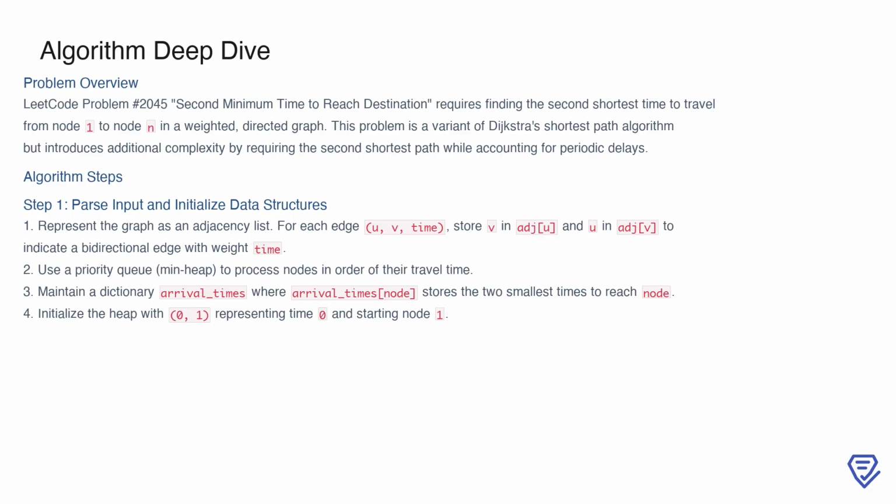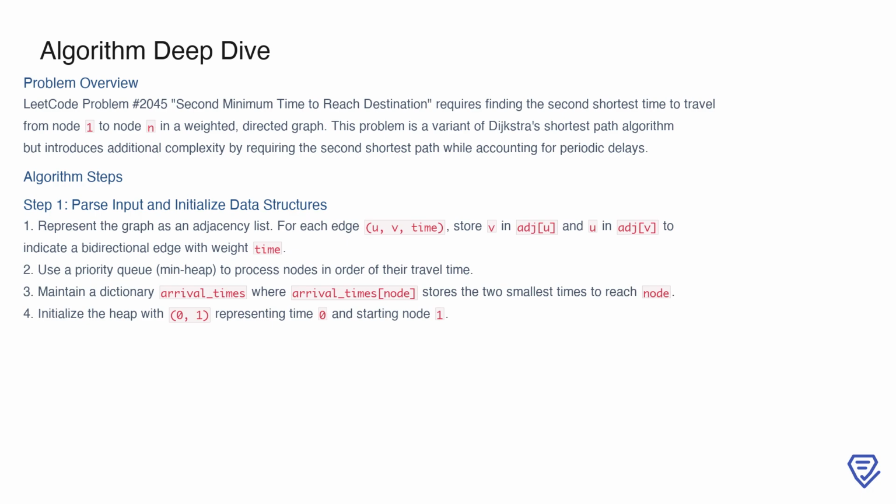To begin solving this, we first parse the input and set up the necessary data structures. The graph is represented as an adjacency list, where each edge between nodes U and V with a given travel time is stored bidirectionally in the list. This ensures we can traverse the graph efficiently in both directions.